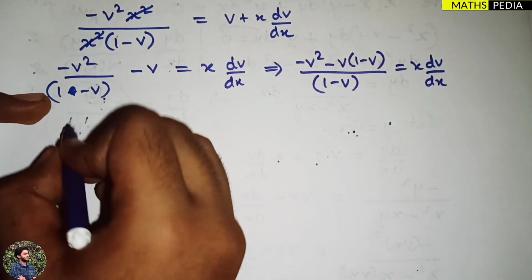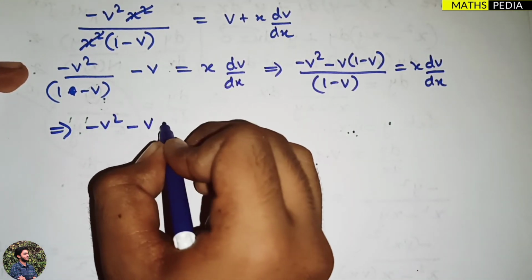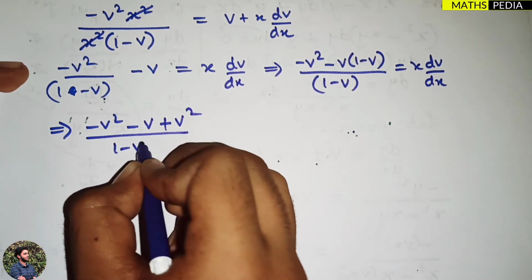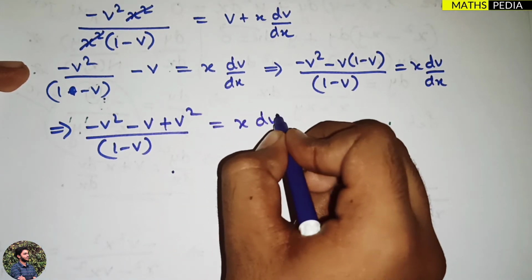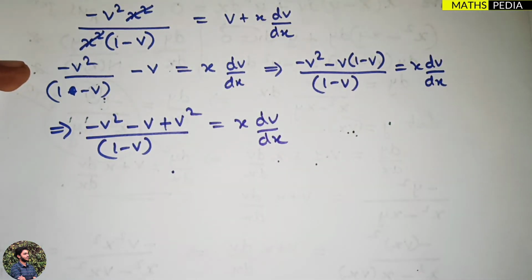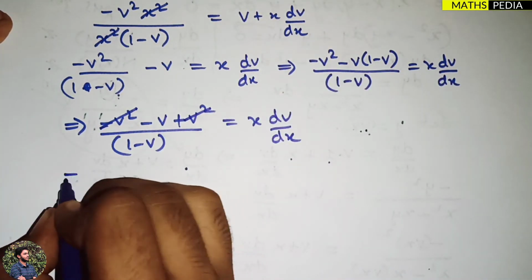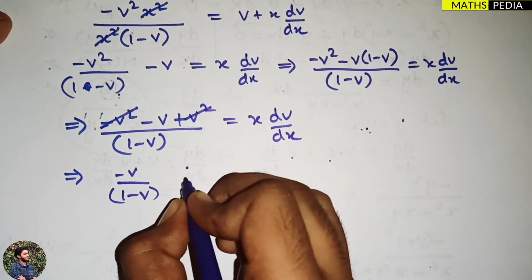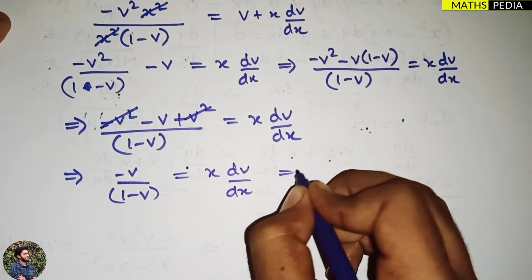This I can simplify. What will happen here? That implies minus v square minus v plus v square divided by 1 minus v, expanding the bracket, equal to x into dv by dx. So these two get cancelled. So what is the remaining thing? Minus v by 1 minus v, which is equal to x into dv by dx.